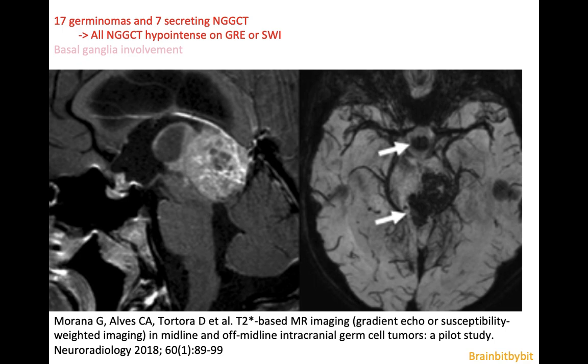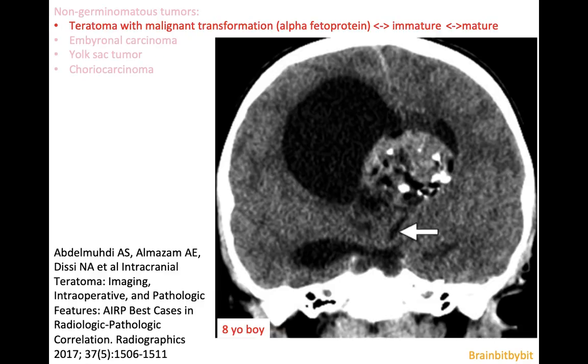And if you think of the teratoma with the low T2 signal and the susceptibility being caused by calcifications, you know that on CT these teratomas have fatty components, calcium, and soft tissue components. And teratomas with malignant transformation, so the non-germinomas, they form a spectrum with the immature teratomas and the more common mature teratomas. And teratomas have all three embryonic layers, so endoderm, mesoderm, and ectoderm. And we're going to talk about teratomas in the next brain bit by bit.